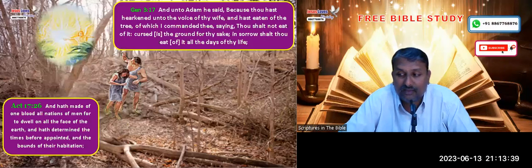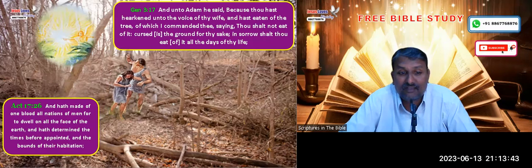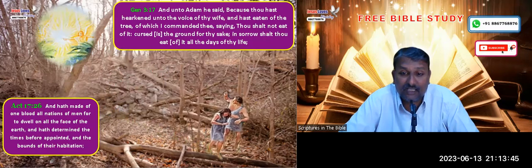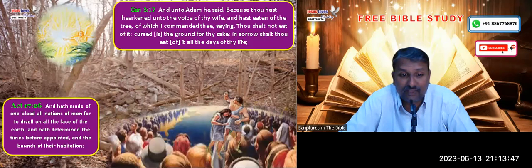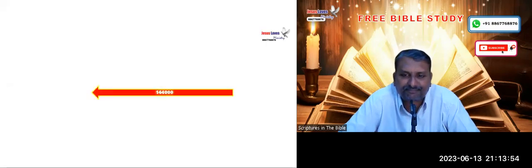Now what is the meaning of this? Four divisions. We all know that when Adam sinned, he was cast out of the Garden of Eden into the unfinished earth. And through them, the whole world is populated today. So, we are all his children. So, we know all these things.